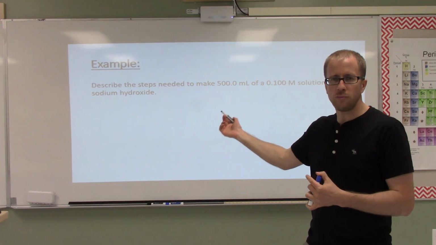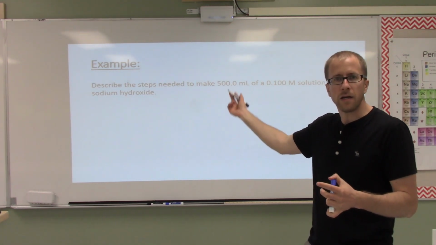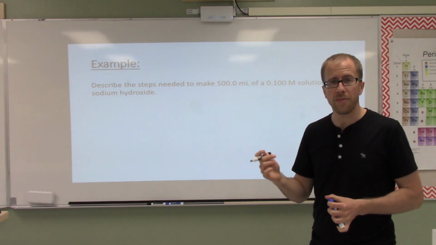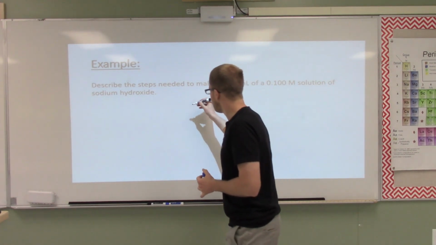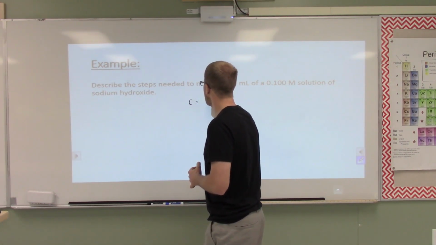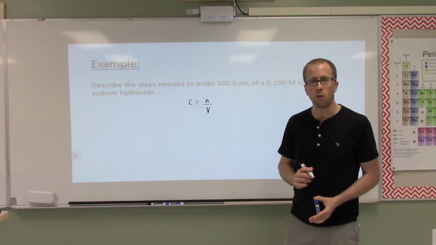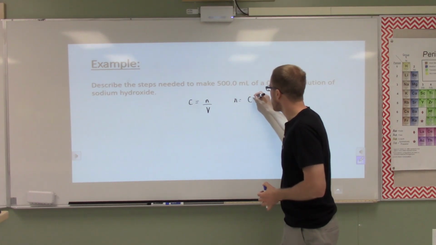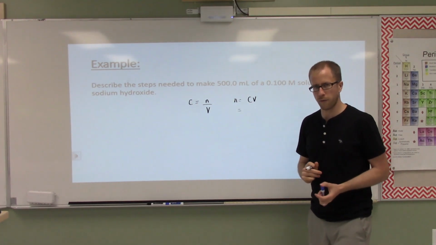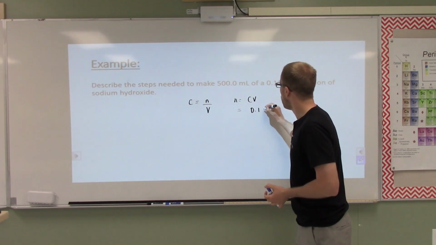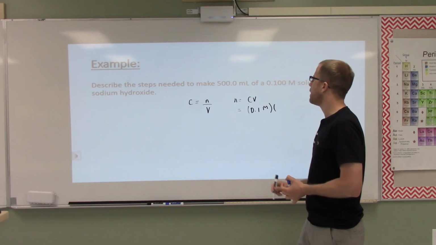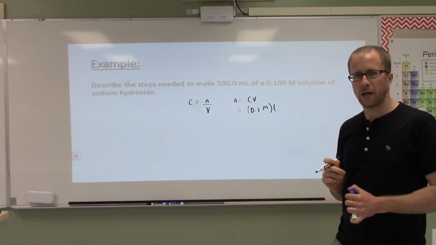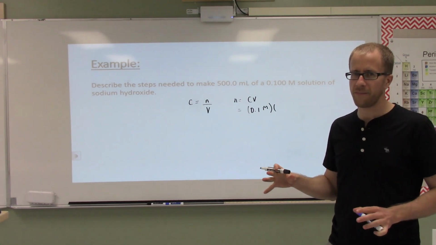Well, given that volume and that molarity, you can determine the number of moles of sodium hydroxide you will need, and thus the mass. So, our concentration is going to be our number of moles over our total volume. Therefore, if we want to find moles, that is going to be our concentration times our volume, or 0.1 molar times 500 milliliters. Would it be wrong to write 500 there? I know you might be tempted to. Would that be wrong? Yeah, of course.